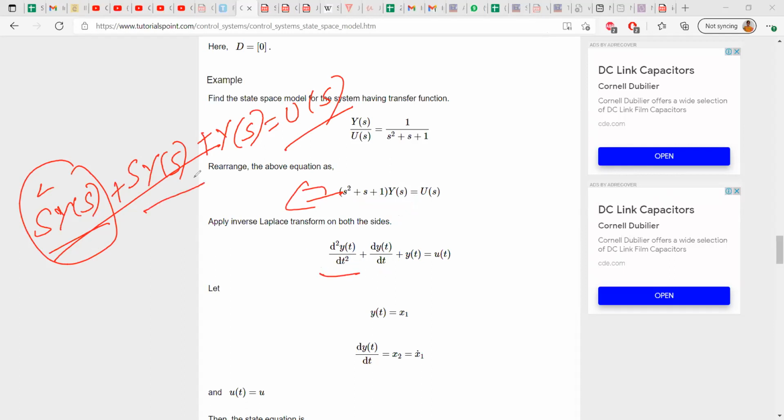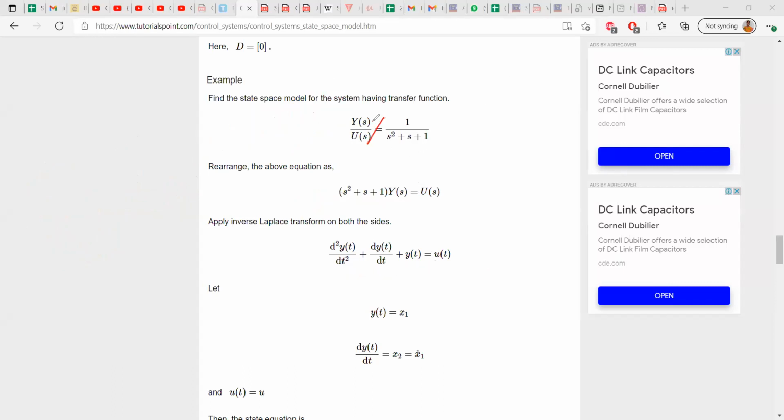What is the inverse Laplace of s into Y of s? dy of t by dt. What is the inverse Laplace of Y of s? Y of t. What is the inverse Laplace of U of s? U of t. Completed. First step, cross multiply and convert this transfer function into a differential equation.